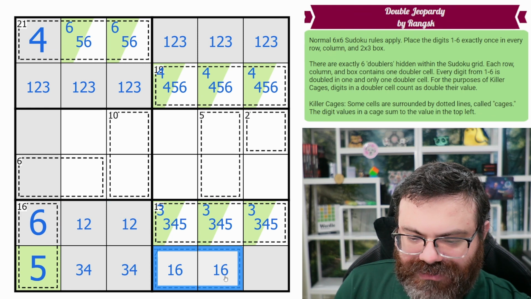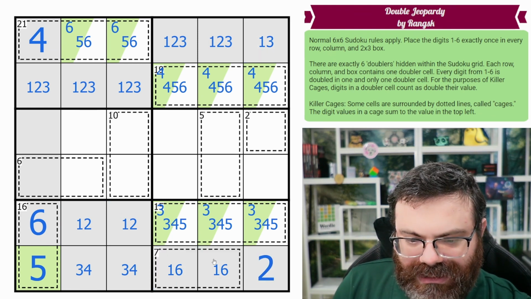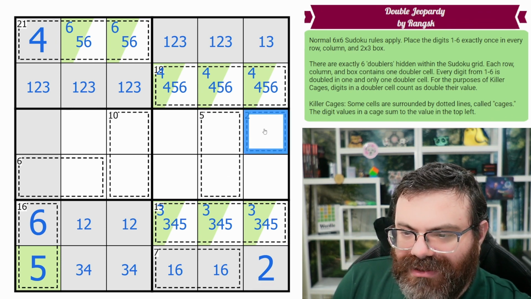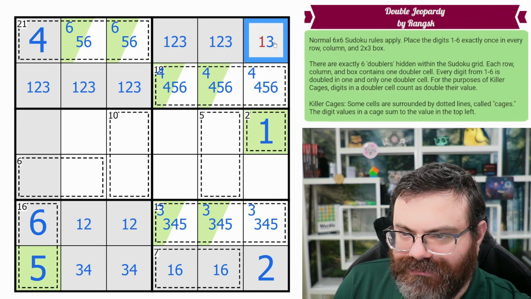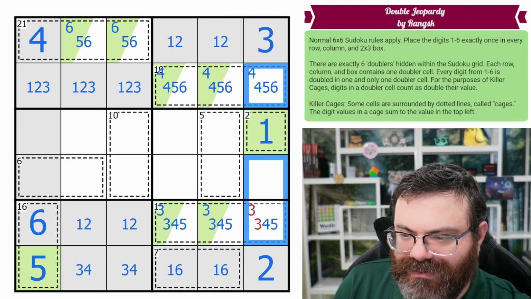To get the 7 cage to work, this has to be 1, 6. And we place the 2. That's not a 2. All right, so now this 2 looks at this cell. So we know this cell now can't be a natural 2. So the only way we're making one cell be a value of 2 is to double a 1. So that means these are not doublers. That makes that a 3. It means these are all gray. All of these are gray now because they cannot be doublers anymore.